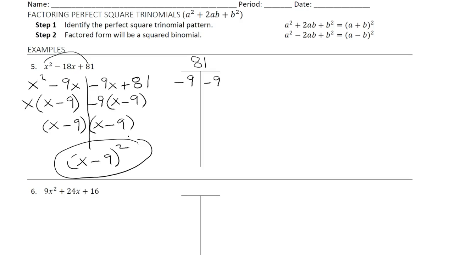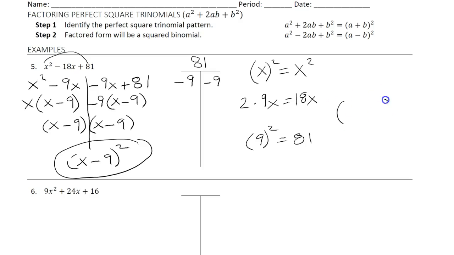In order to use the shortcut, I need to recognize the pattern. So I notice that the first term is x squared. I also notice that the last term is 9 squared. I need to look at these square roots. 9 and x go into the middle term and multiply it by 2. That would be 18x. The middle term is double the product of the two square roots, so this follows my pattern.